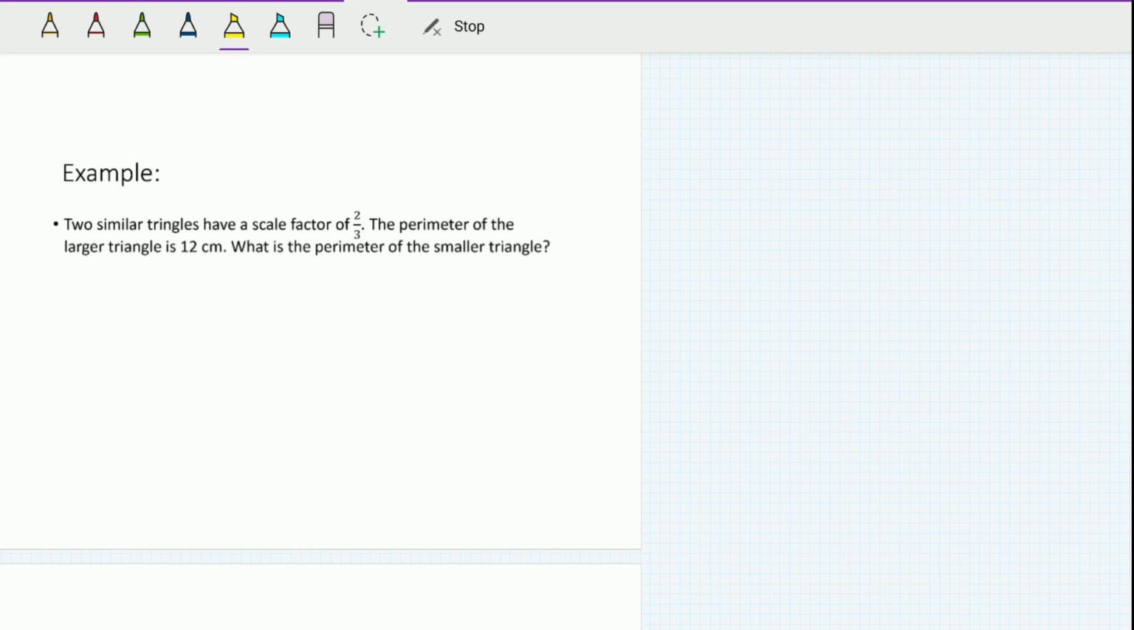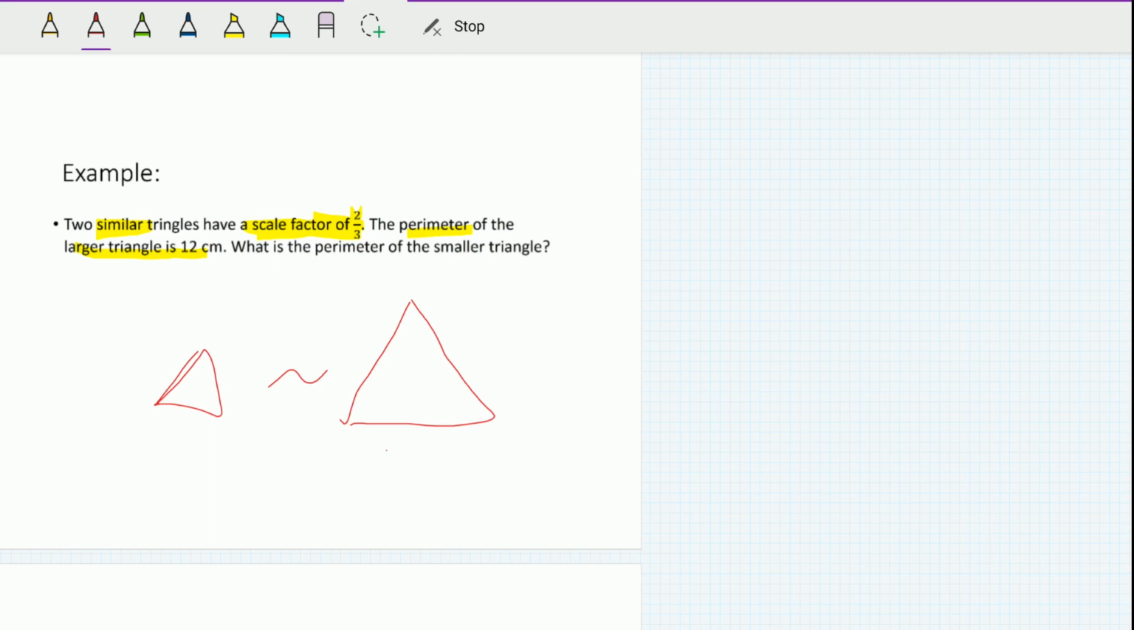So 2 similar triangles, so we have that right there, have a scale factor. If you notice, they already gave me the scale factor. So that just means I need to be able to work with the 2/3 somehow. So let's see, the perimeter of the larger triangle. So that's exactly what I'm going to do. I'm going to draw a small triangle, and then I'm going to draw a bigger triangle, which is obviously larger, right? But whatever. We know that these two are similar.